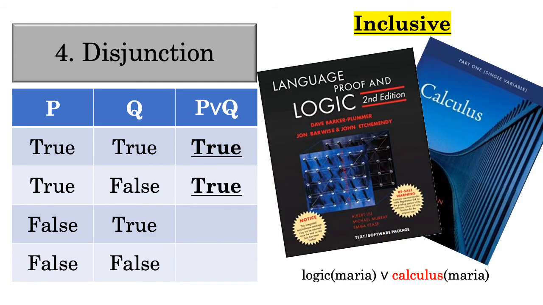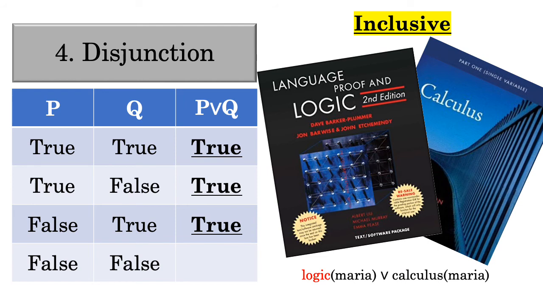Now let's look at the second row, in which P is true and Q is false. For instance, imagine that Maria very wisely says, "I'm going to take logic this semester," but maybe not so wisely says, "I'm not going to take calculus this semester." In that case, it's still true that Maria either takes logic or calculus. As such, the whole disjunction is true.